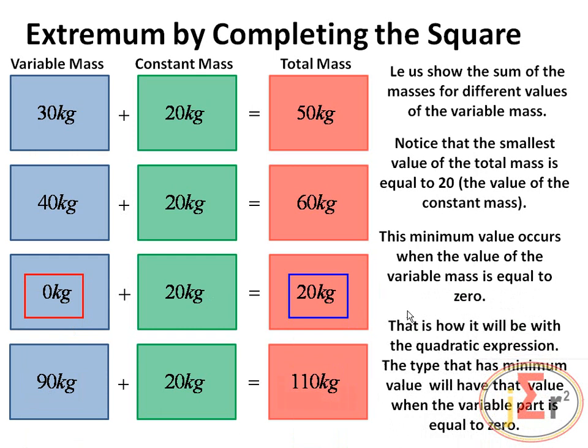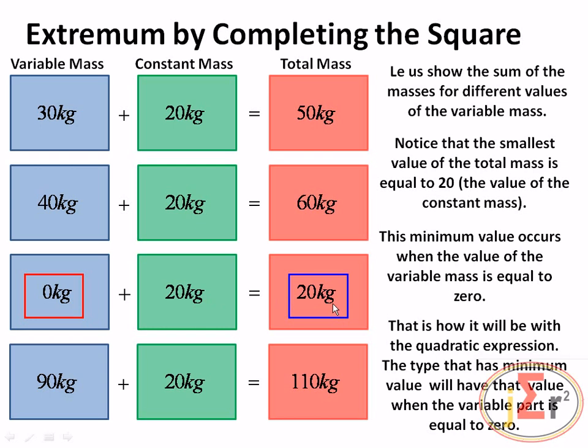This is how it will be with the quadratic expression. The type that has minimum value will have that value when the variable part is equal to 0. So be mindful, do not forget that the minimum value of the total mass is going to be equal to the constant mass, and it is going to be equal to 20, or has its minimum value, when the variable mass is 0 kilogram. So let us see if we can rehearse it a little bit.